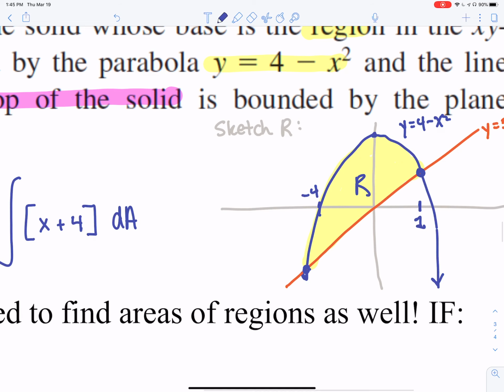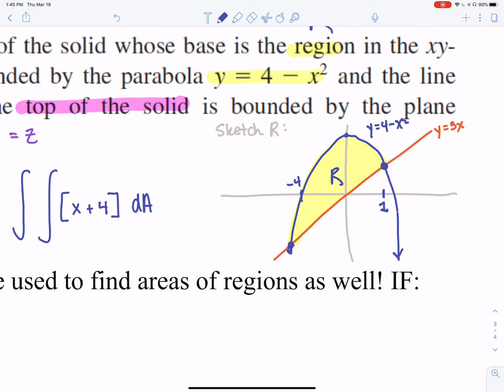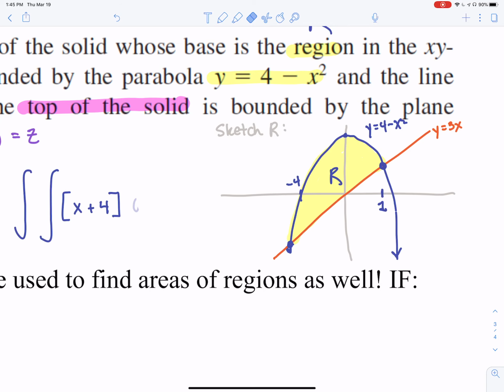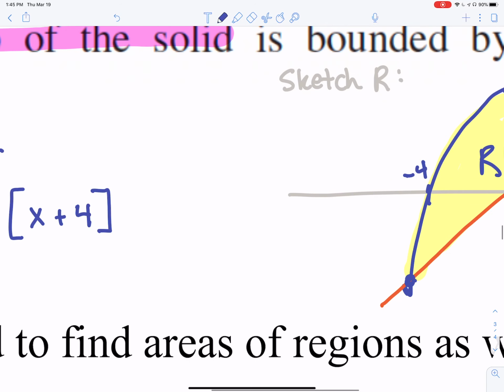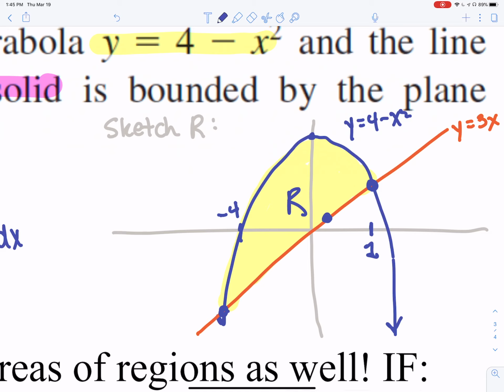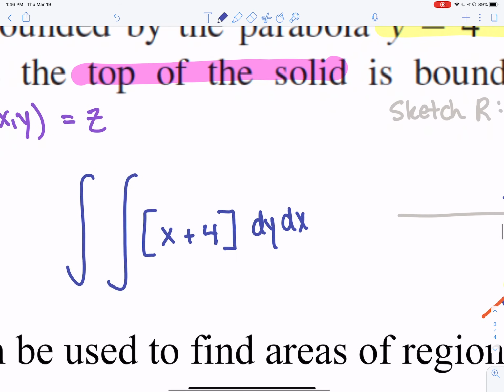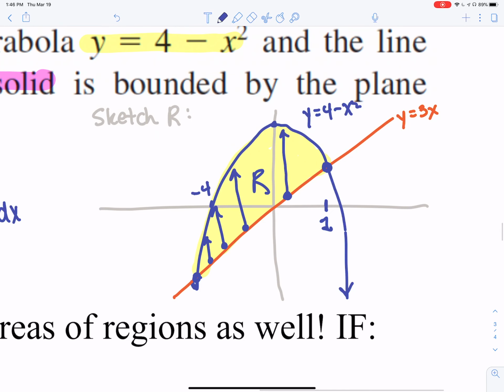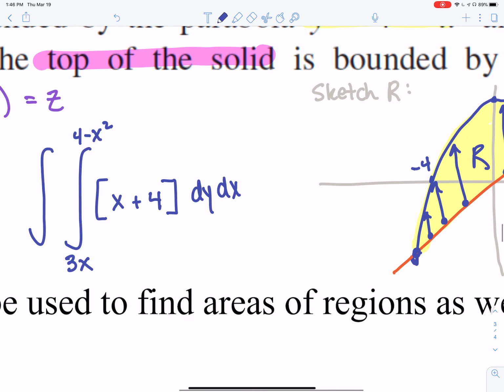We have y bounds and x bounds, and now we just need to put those on here. Like I said, because our y bounds are functions in terms of x, they should go first, which means our order of integration will be dy, then dx. So the y bounds will go from this line y equals 3x to the parabola 4 minus x squared, and that's true across the entire domain. So when we're going in the y direction first, we're going from 3x to 4 minus x squared. And then in the x direction, we're just going from -4 to 1.